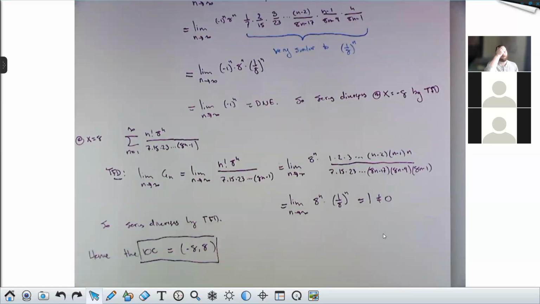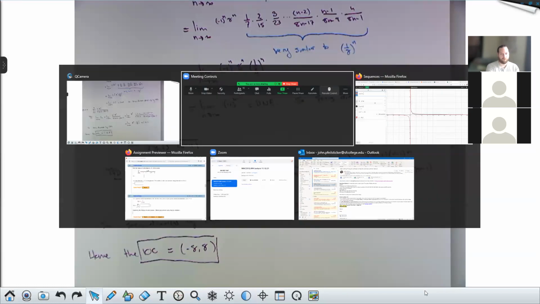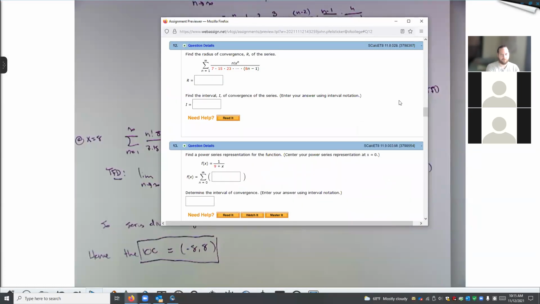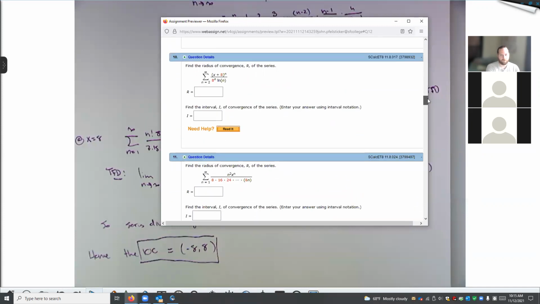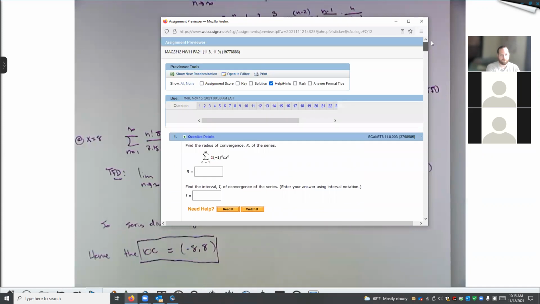Now, before I move away from this, I do want to talk about some other stuff. I'm curious to see what the authors intend here. So let me flip this back. Oh, did they just ask for radius of convergence? No, they want the IOC. Okay, so we do need to know what happens with the endpoints. Let's see what they say.